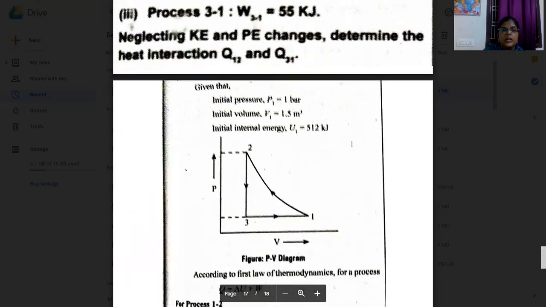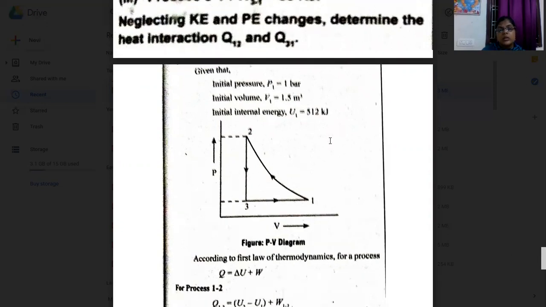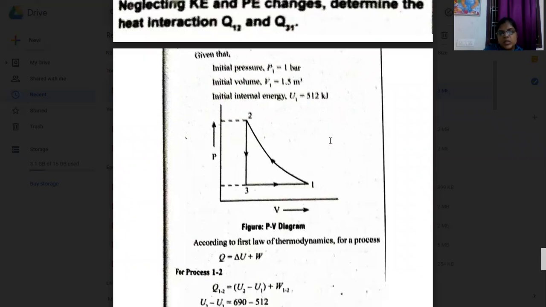So given that initial pressure P1 is 1 bar, initial volume V1 is equal to 1.5 meter cube, internal energy U1 is equal to 512 kilojoule. So students, observe, I want to tell you one thing: what are the data given? First of all, when you are going to solve the problem, you start with the given data. What data is given from the above problem? If you write all the data in a proper manner, you will understand each and every point of the problem. So for your given data, initial pressure, initial volume, and initial internal energy are given. First of all, the 1 to 2 process is an isothermal process, and it is compression. When it is compression, the volume decreases.